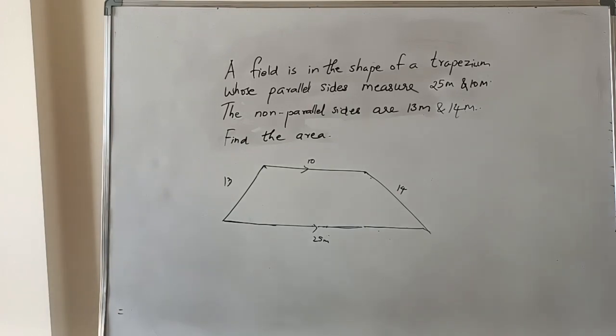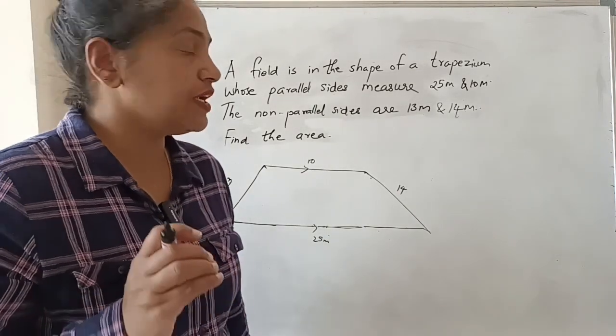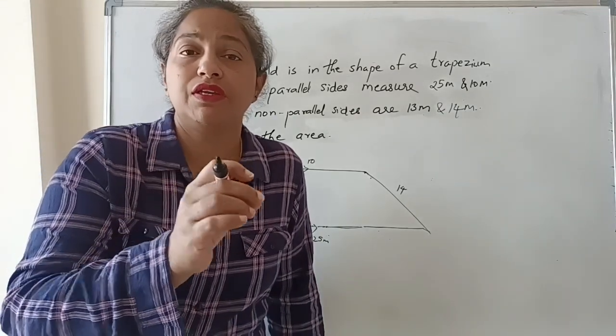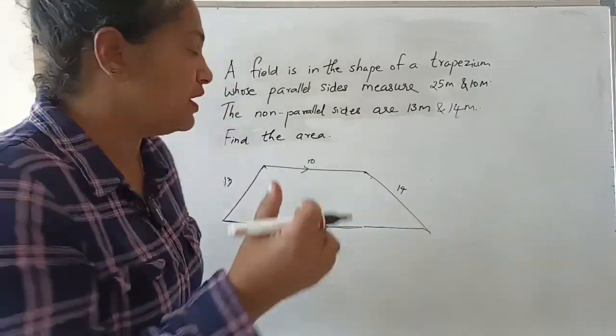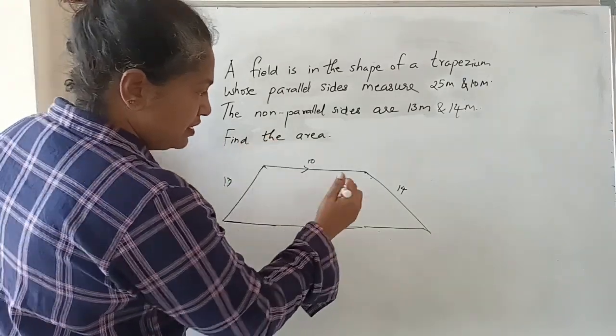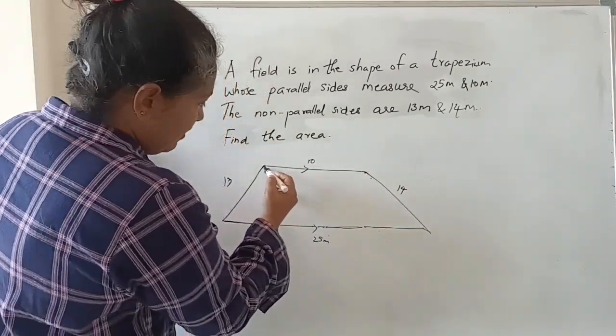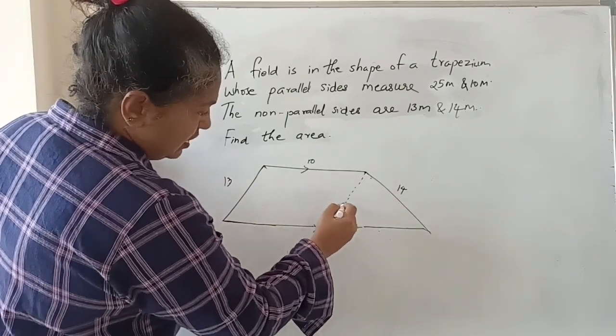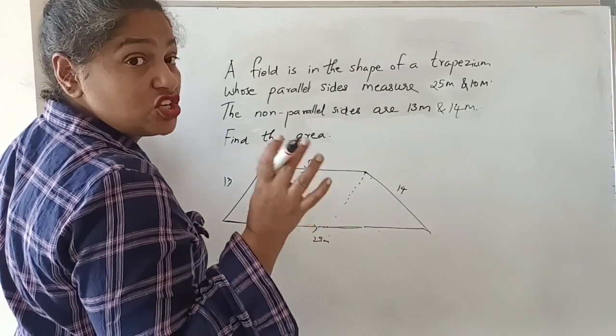So this is our trapezium. Instead of trying to convert it into rectangles and triangles, I will be trying to convert it into a parallelogram and triangles. Now I'll tell you why exactly. First let me construct the parallelogram. I will draw a line parallel to the side that measures 13, or the side which is shorter in length.